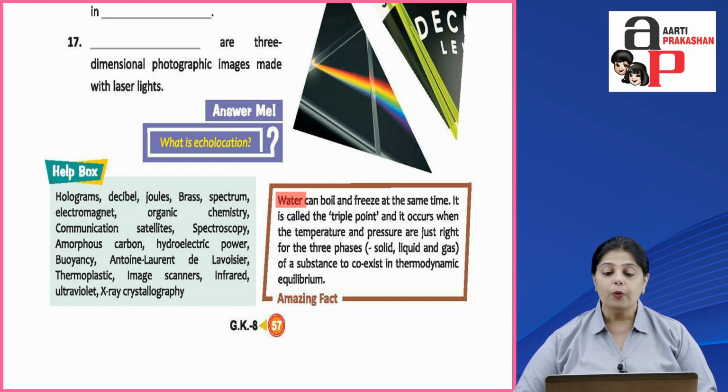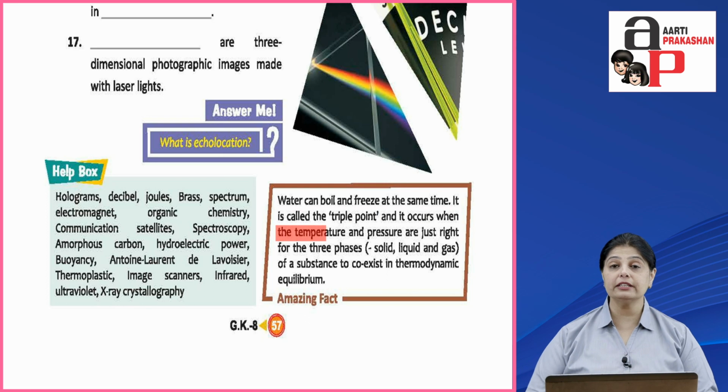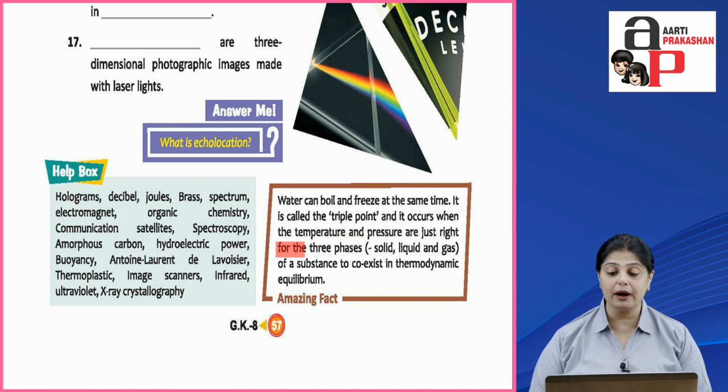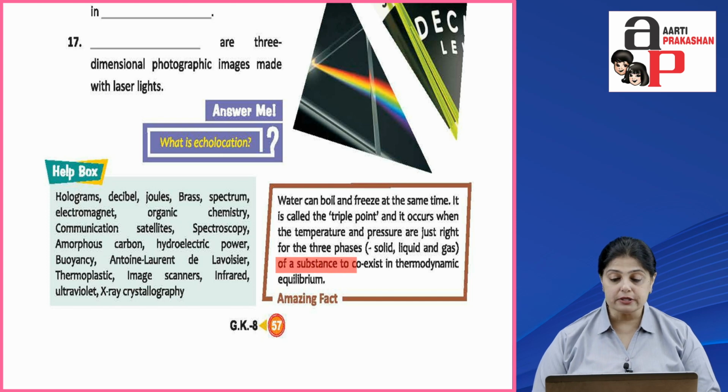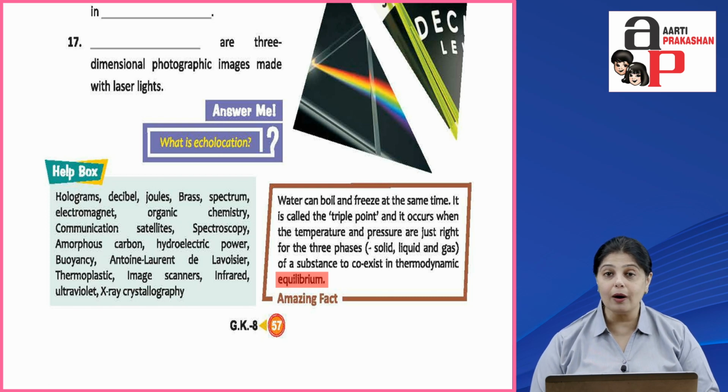Alright, now water can boil and freeze at the same time. It is called the triple point, and it occurs when the temperature and pressure are just right for the three phases, solid, liquid and gas, of a substance to coexist in thermodynamic equilibrium. Now, this is an amazing fact to know about water and what happens when it boils and when it freezes and how it freezes at the same time.